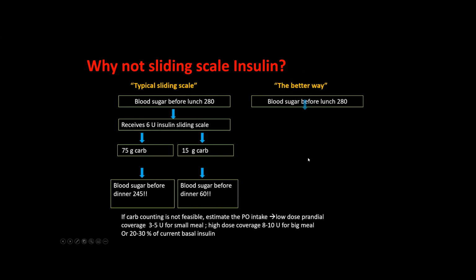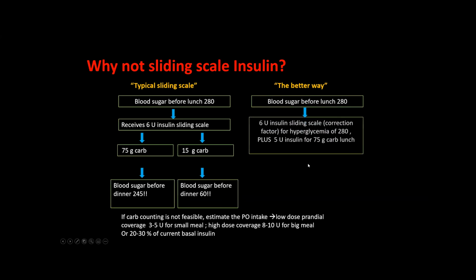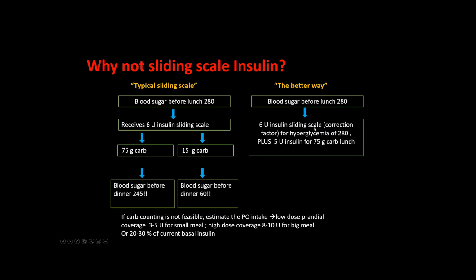What is the better way? The better way is, if the sugar is 250, you give 6 units of the sliding scale correction factor for the hyperglycemia, and if the patient ate 75 grams of carbohydrate, you give 5 units to cover the carbohydrate. So what does it mean? The 5 units is to cover the carbohydrate, and the 6 units is to correct for the high sugar. In that case, the patient will end up with a good blood sugar before dinner.